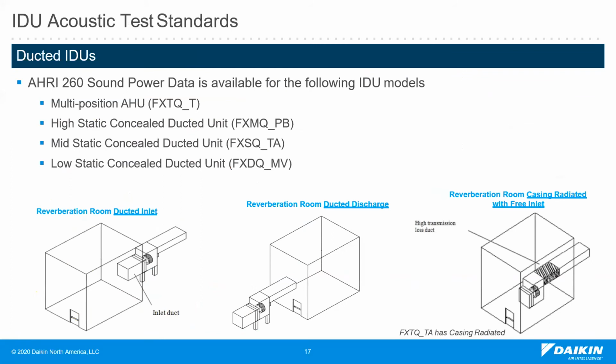AHRI 260 sound power data is available for our FXTQ air handlers, FXMQ high static, FXSQ medium static, and FXDQ low static models. There are 3 reverberation room configurations for testing of inlet duct, ducted discharge, and casing radiated with free inlet for each model, with A-weighted sound power ratings for each size and model of unit.